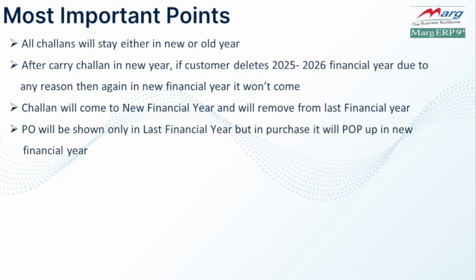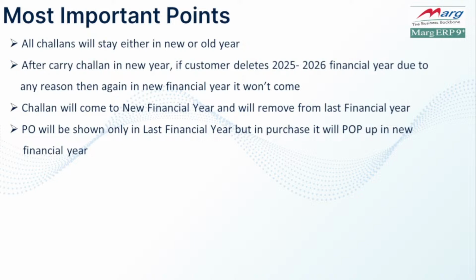PO will be shown only in the last financial year, but in purchase it will pop up. So what does it mean? It means all the PO which was created in the last financial year will remain in the last financial year. But whenever you are creating any purchase bill for that particular party, it will pop up. So if there is any PO which was created in the name of XYZ, whenever you are creating purchase for XYZ, it will pop up. So you will see the pop-up but not the PO in the new year.